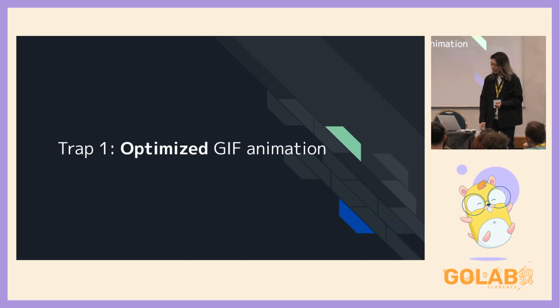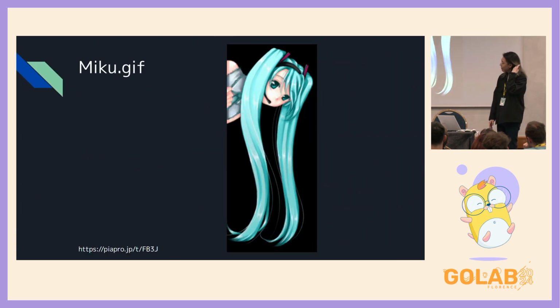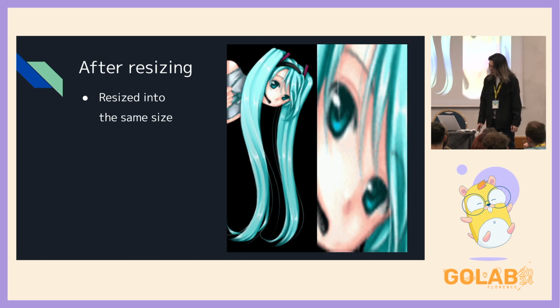Trap 1, optimized GIF animation. Let me show you an example GIF animation. This GIF features Hatsune Miku, as you know, a famous character in Japan. As you can see, she's blinking in this animation. She's cute, isn't she? So let's resize the GIF image to the same size.